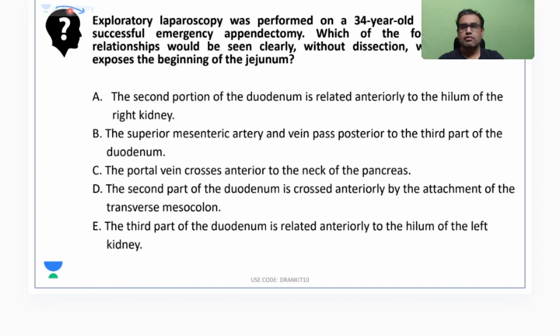Which of the following anatomical relationships would be seen clearly without dissection when the surgeon exposes the beginning of jejunum? That is a tricky question. Look at the last line only. Forget about appendectomy and the exploratory. Which anatomical relationship would be seen clearly without dissection when the surgeon exposes the beginning of jejunum?